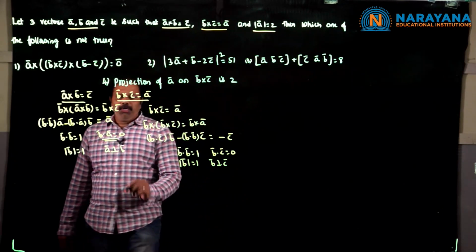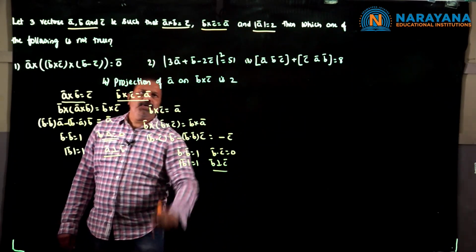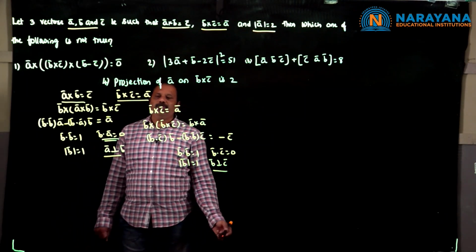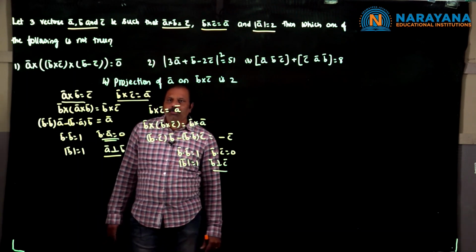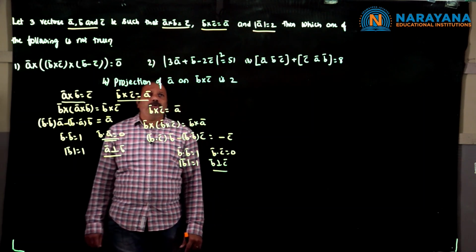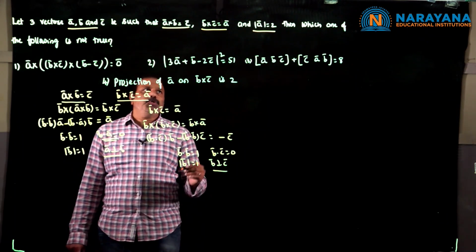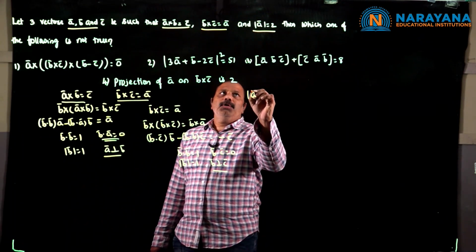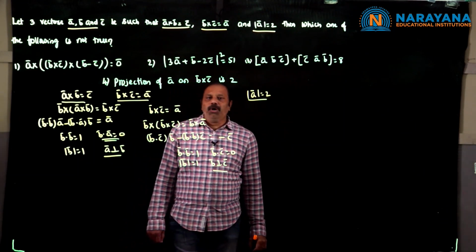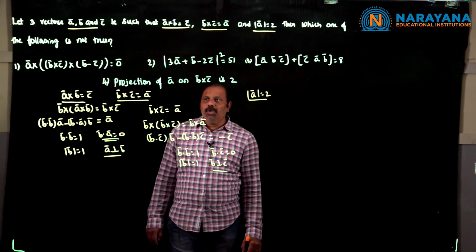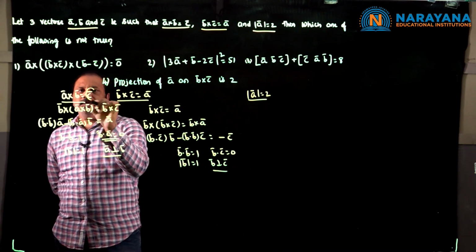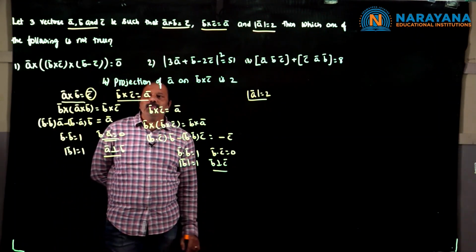It means that a bar is perpendicular to b bar and b bar is perpendicular to c bar. These three are pairwise perpendicular. A is perpendicular to b, b is perpendicular to c. Similarly, if I substitute mod a bar is equal to 2, here b bar is a unit vector and modulus of a bar is equal to 2. Moreover, a bar cross b bar is equal to c bar. The meaning of this is c bar is a vector which is perpendicular to both a bar and b bar.